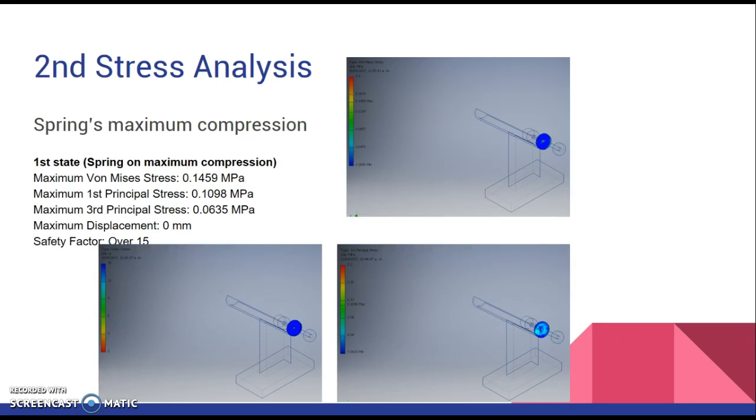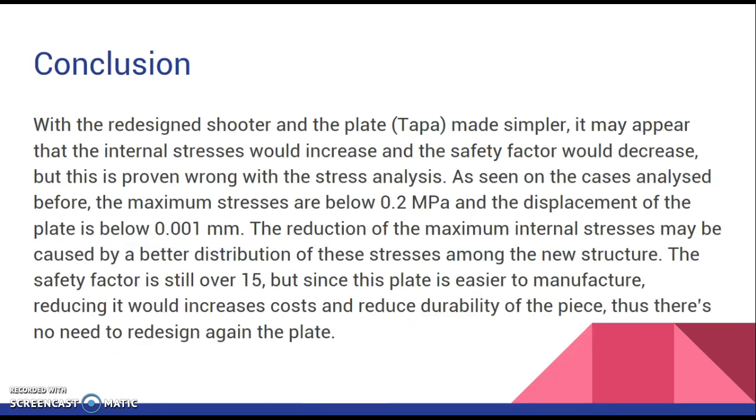And we have the second stress analysis in the tape of our gun, and it also has a safety factor of over 50. In conclusion, we didn't decrease this safety factor because the design is already cheap and works. If we decided to decrease this, we would increase our cost, reduce the durability of the piece, and there's no need to redesign. Our values are okay, and the shoot gun actually works. So it's a good design, it's cheap, and it's easy to manufacture. And that's all.